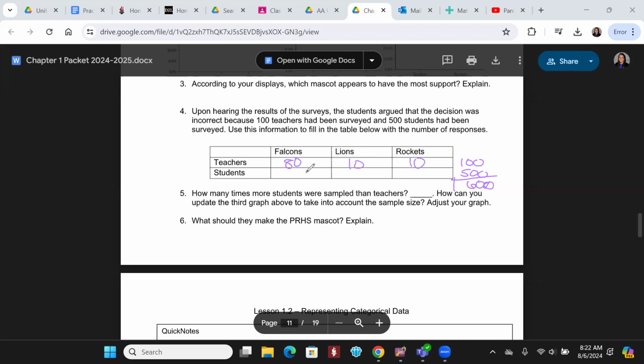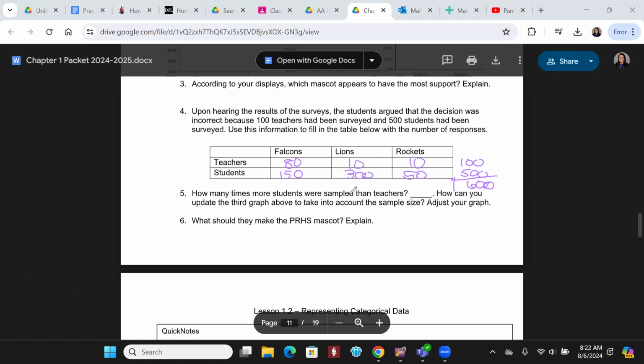Now, for the next one, we have 500 students. The percentage for Falcons was 30%. So how do we figure out how many kids voted Falcons? Okay, and what'd you do? What'd you get when you got 150? All right, what'd you get for Lions? 300. All right, what'd you get for Rockets? Okay, did I lose anybody with filling that table in?